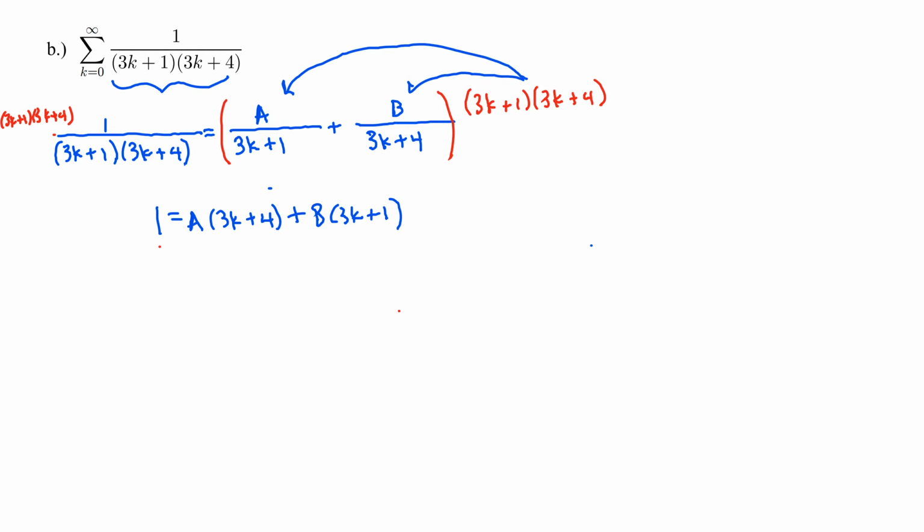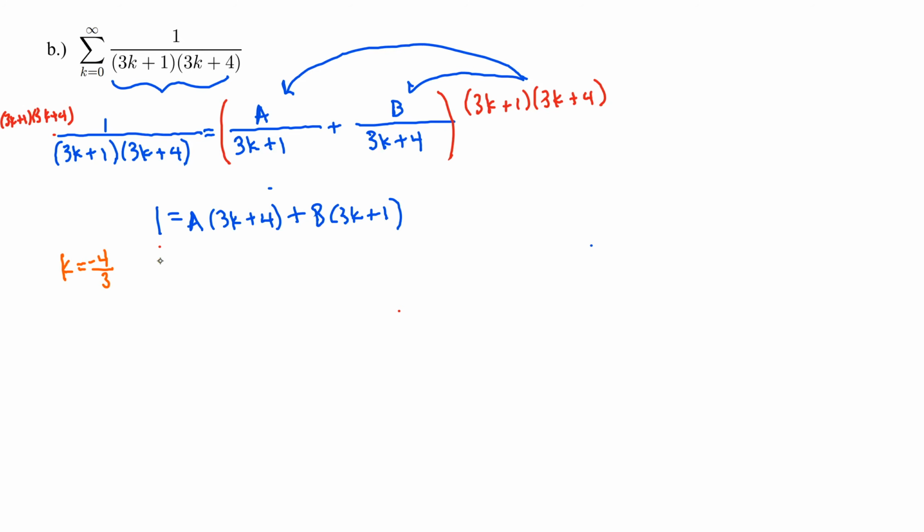At this point, you have the choice to either write the right side as a polynomial in k in descending order, or because this is an identity, you can choose convenient k values to zero out one factor at a time and find A and B. I'm going to go for the latter method. So I'm going to use k equals -4/3.